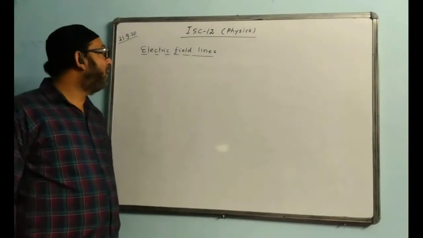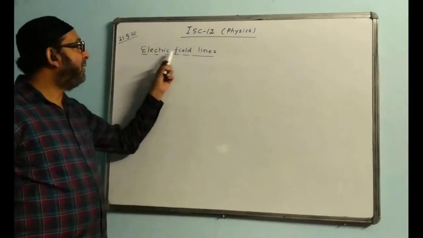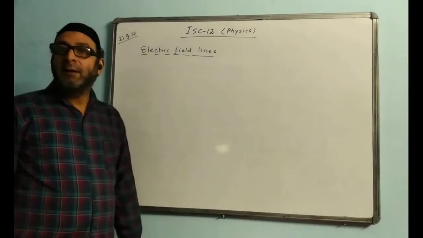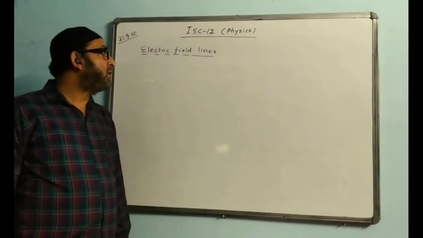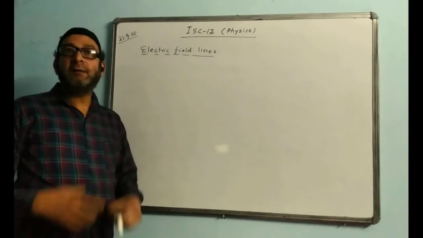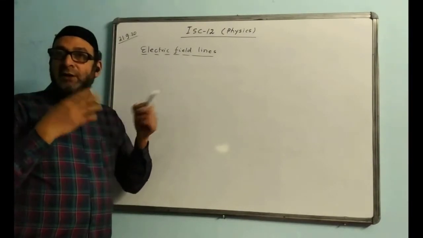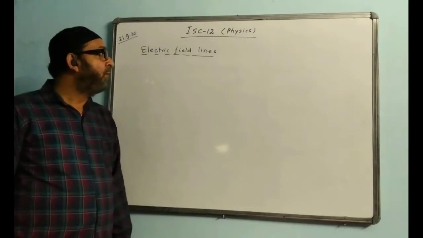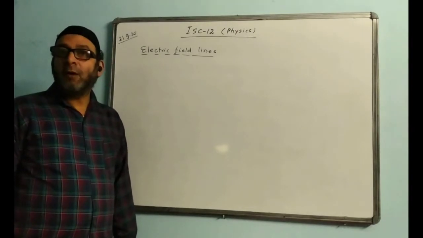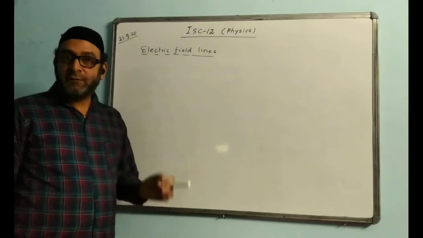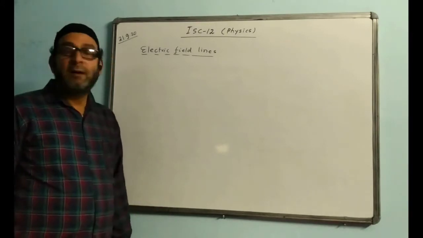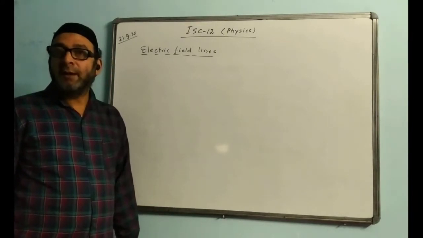Our topic of the day is electric field lines. What are electric field lines? Actually, they are imaginary continuous lines directed outwards from the positive charge and inwards to the negative charge.